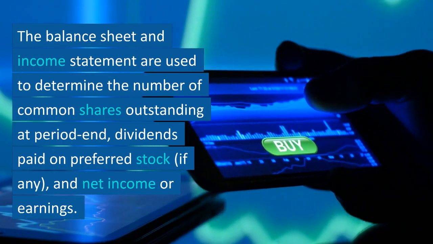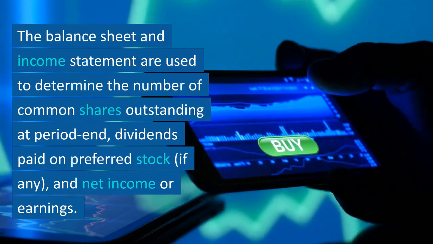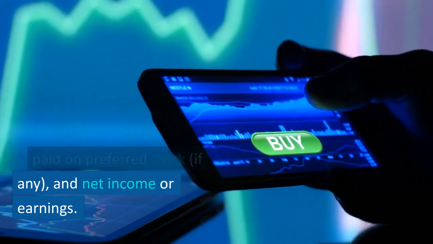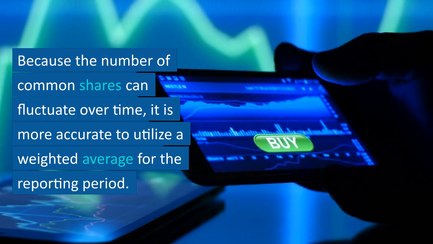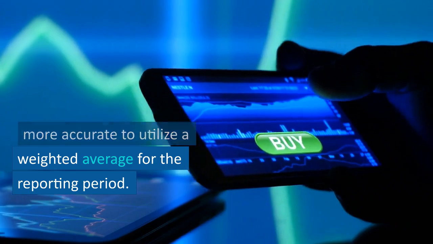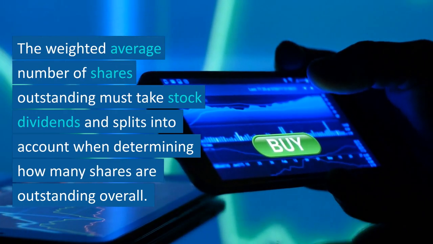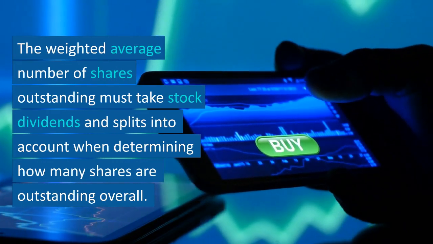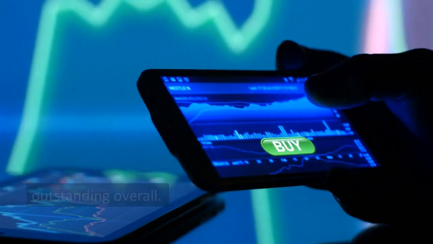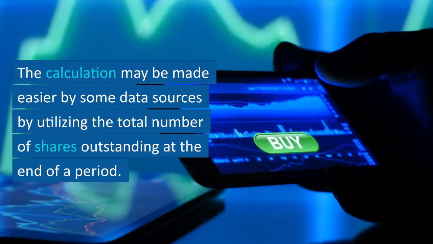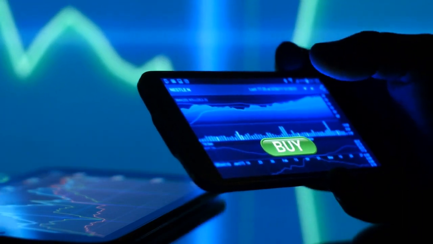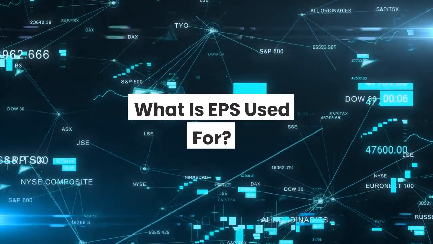The balance sheet and income statement are used to determine the number of common shares outstanding at period end, dividends paid on preferred stock, if any, and net income or earnings. Because the number of common shares can fluctuate over time, it is more accurate to utilize a weighted average for the reporting period. The weighted average number of shares outstanding must take stock dividends and splits into account when determining how many shares are outstanding overall. The calculation may be made easier by some data sources by utilizing the total number of shares outstanding at the end of a period.